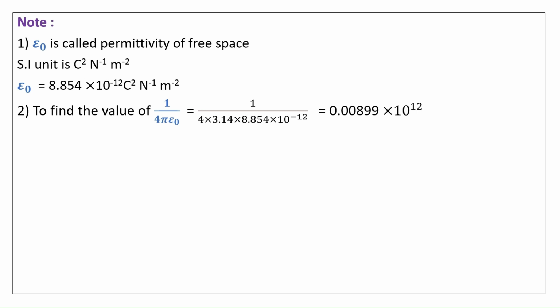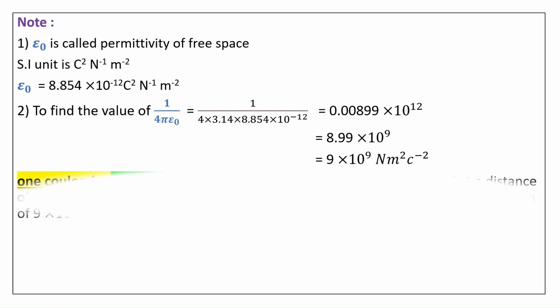2. To find the value of K, that is 1 by 4 pi epsilon naught, substitute the values, that is 1 by 4 into 3.14 into 8.854 into 10 to the power minus 12 Coulomb square per Newton per square meter. We get 0.00899 into 10 to the power plus 12. On moving the point forward by 3 digits, we get 8.99 into 10 to the power 9. On rounding we get 9 into 10 to the power 9 Newton meter square per square Coulomb.